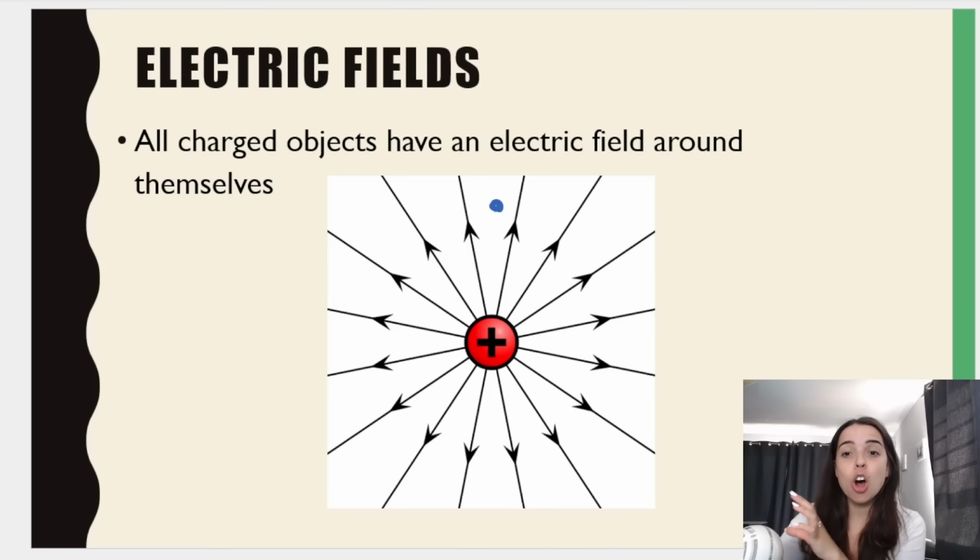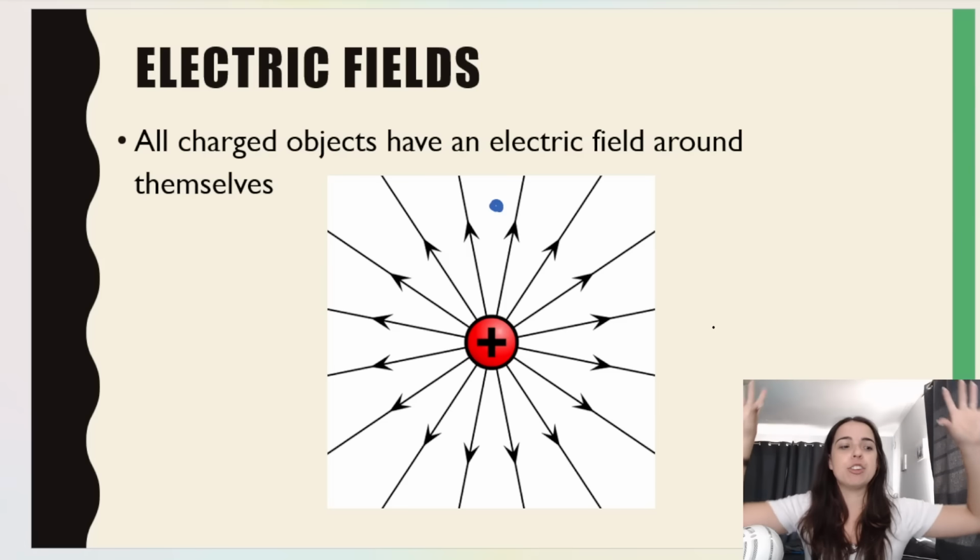Now, because we have a charged object, it says that all charged objects have an electric field around themselves. So because that red sphere, that red object is charged, it has a positive charge, it creates an electric field.